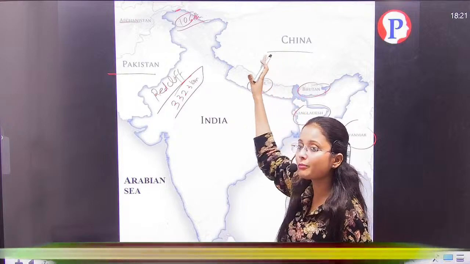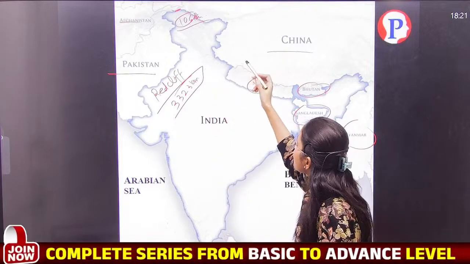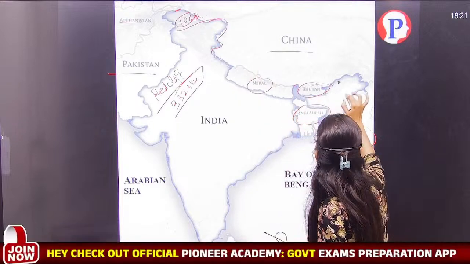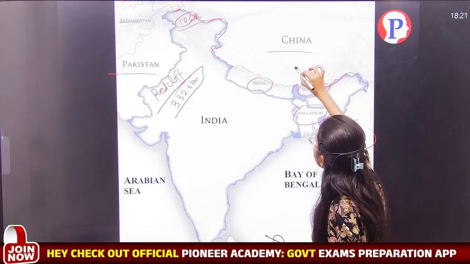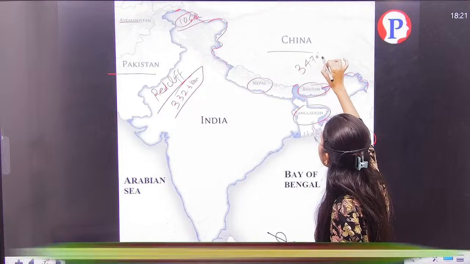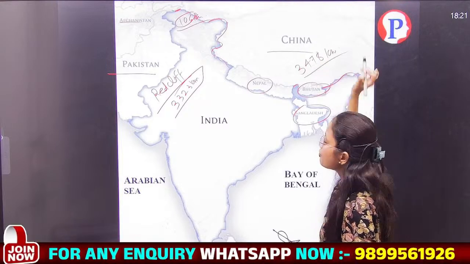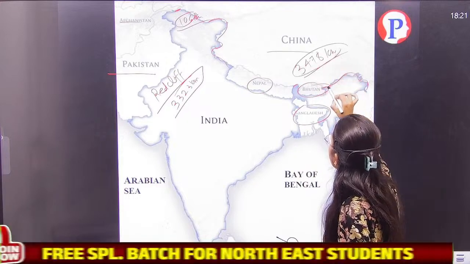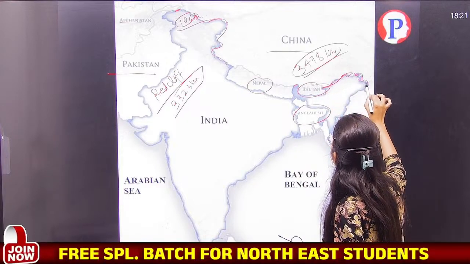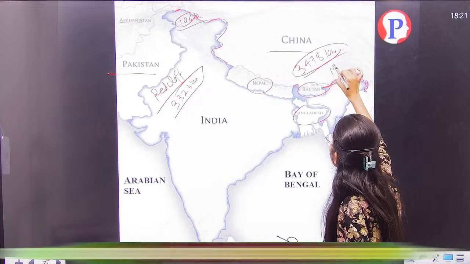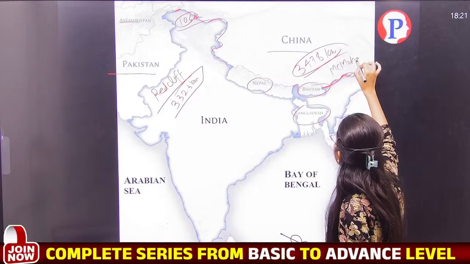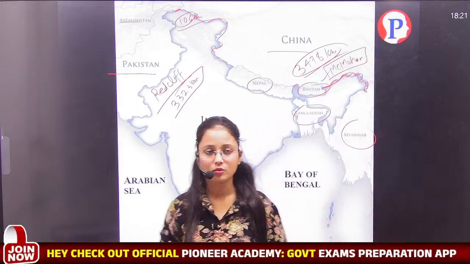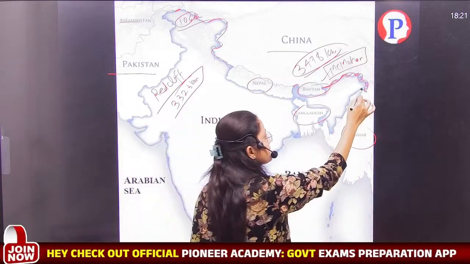Now we are talking about the Chinese boundary. This is the Chinese boundary, which shares 3478 kilometers. This boundary, from Arunachal Pradesh, is called the McMahon Line.